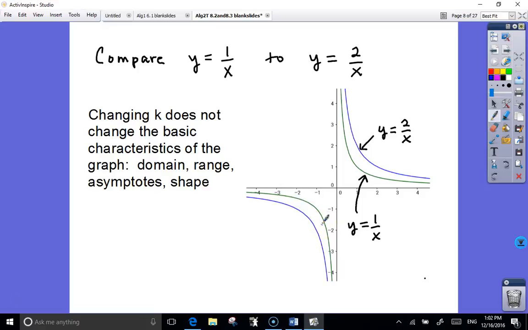They both have the same pattern, right? You got one branch in quadrant 1, one branch in quadrant 3. It still has an asymptote on the x-axis and an asymptote on the y-axis. The domain and the range are the same. Yes, one's a little further out from the axes, but for our sketching purposes, they're about the same. So if we change what's in the numerator, it doesn't change the sketch of our graphs. If we want to be more accurate, we could plot some points, but we won't do that.